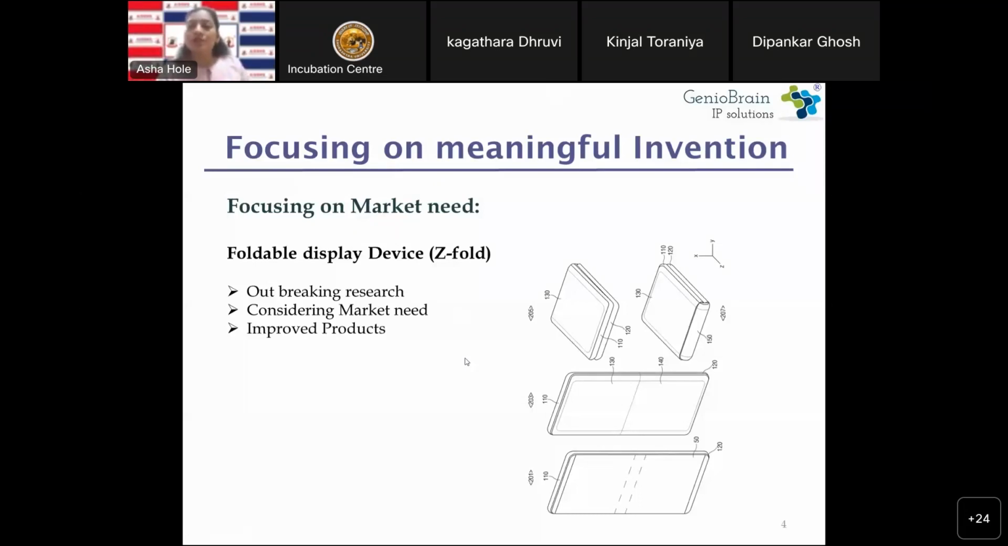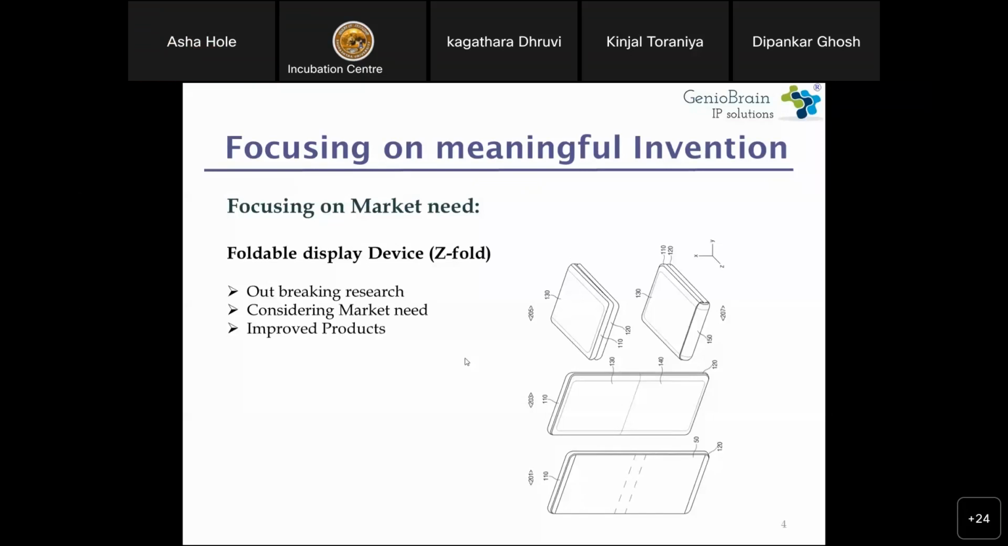Why is this innovation? Because the Z Fold phone is what the market needs, right? Everybody wants this. I want a phone that is tab size and at the same time becomes a small pocket size, right? So this is a need of the market. When there is a need in the market and you launch such a product, obviously it will get a commercial gain. But they are not simply making the Z Fold phone and going into the market. They properly protected this invention at a very early stage.